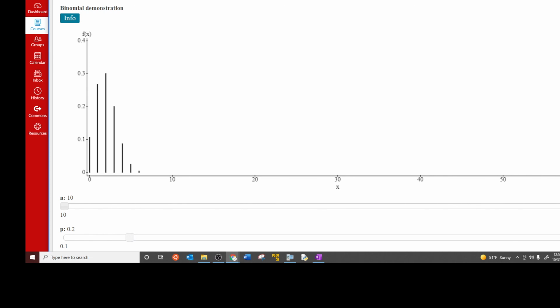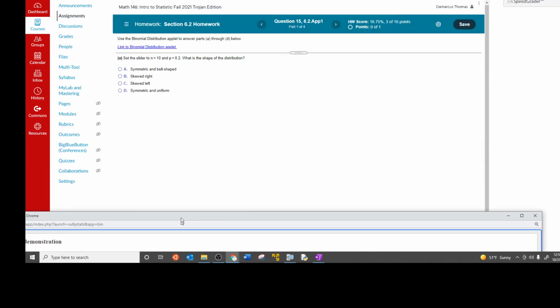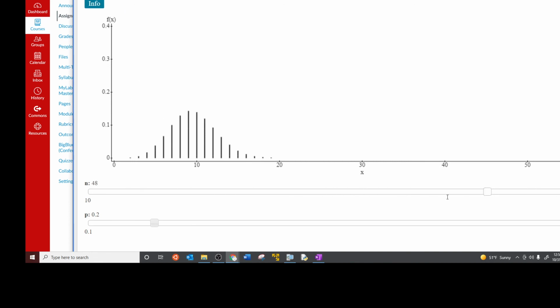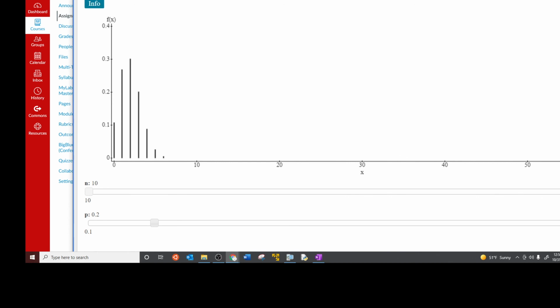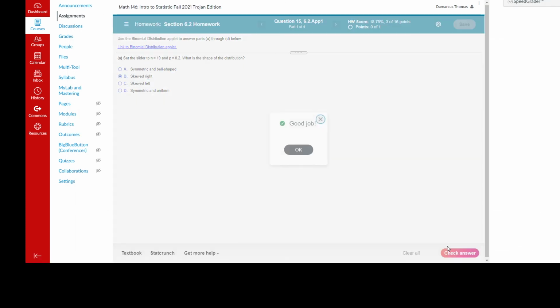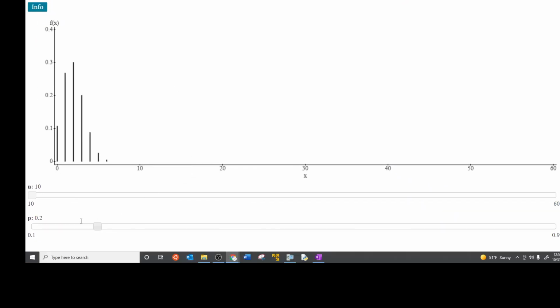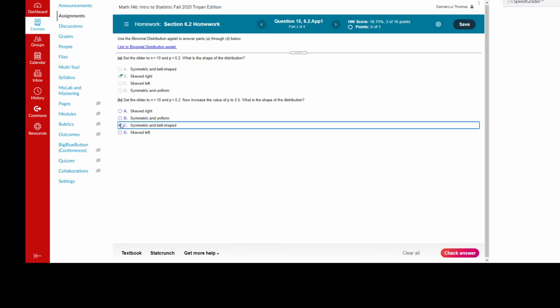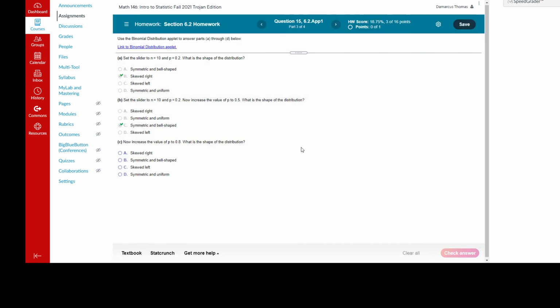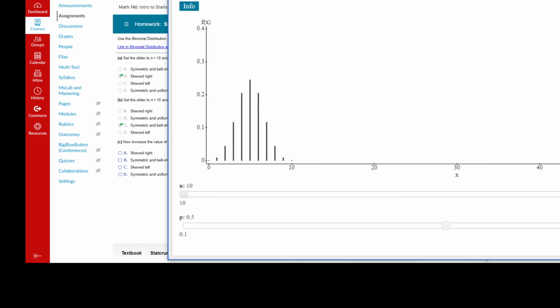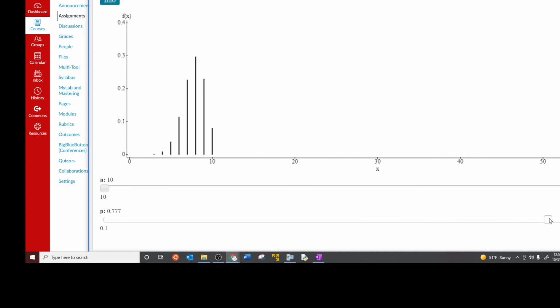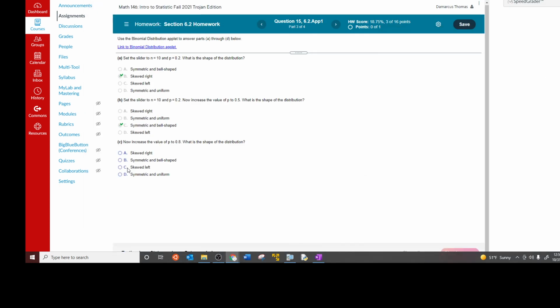So if we set the probability of success as 0.2, and we set the slider of n as 10, what is the shape? And it looks right skewed actually. Set the slider, now increase p to 0.5. That looks normally symmetrical, so very bell-shaped there. Now what if we were to increase it to 0.8? Alright, so we're going to go all the way to 0.8. Left skewed. That left tail is extended a little longer this time. Skewed left.